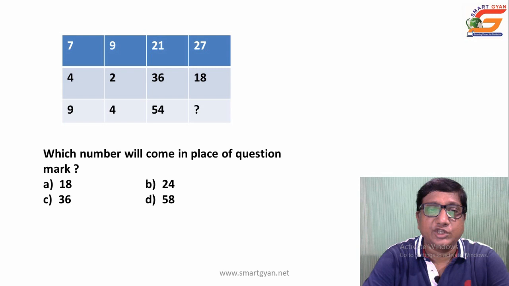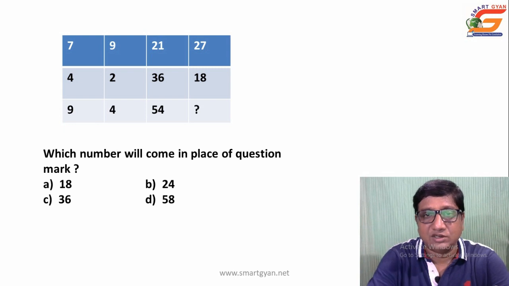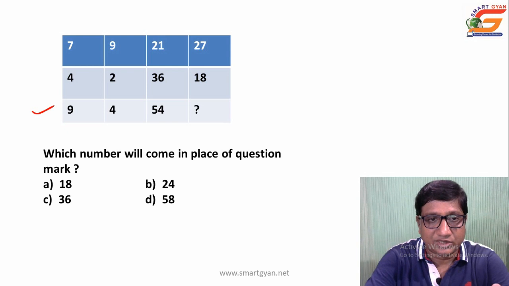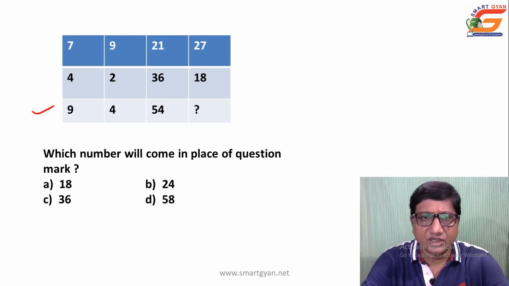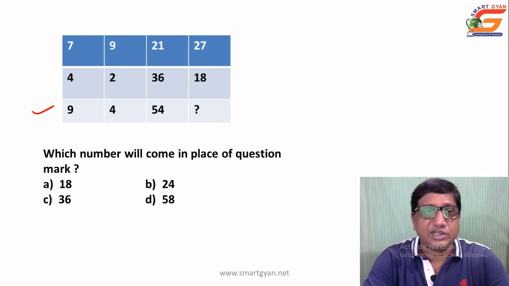So which one is generally the resultant column? As per the trend, when it is column wise, the last column may be the resultant column, or when it is row wise, then the last row, that is the bottom row, may be the resultant row. Yes. Then how? Let us check first.